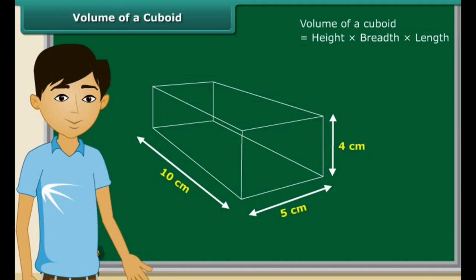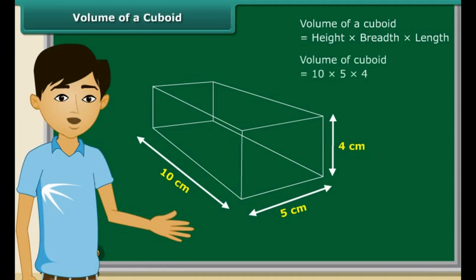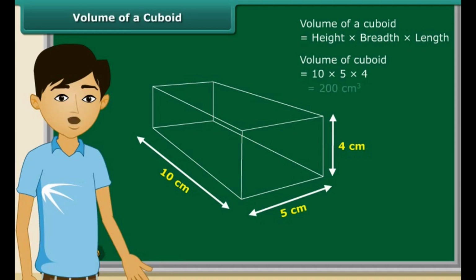The three dimensions are given to us. Calculating volume of this cuboid is fairly easy. Just multiply all the three numbers. So the volume of this cuboid is 200 centimeter cube.